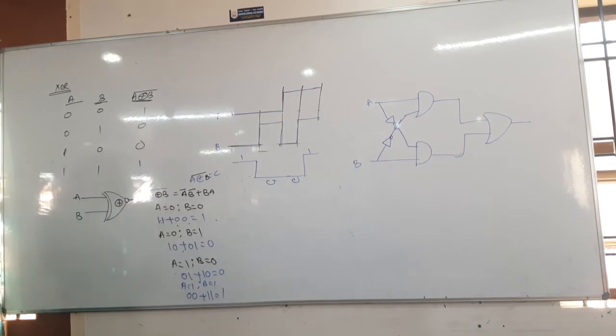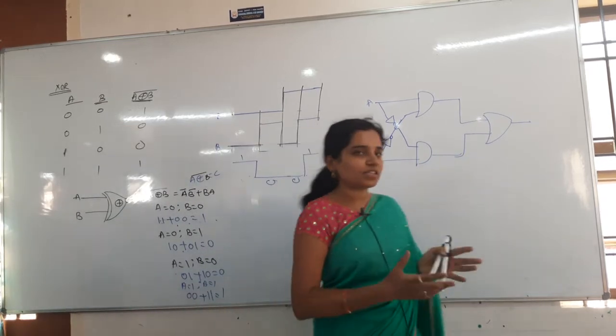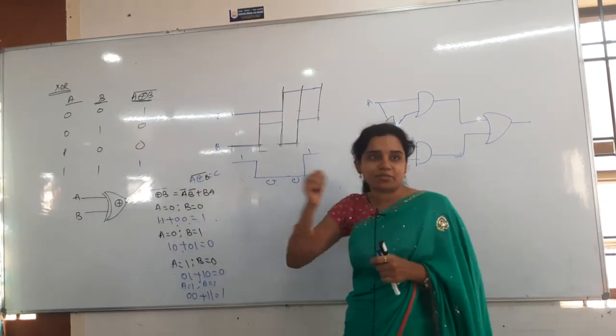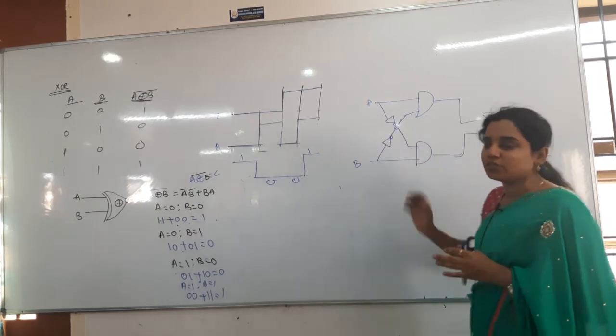XOR. XOR will come. Let's check by the Boolean expression only. You cannot check in any other way. You can check by this truth table also, but it will take time. It will take minimum 3 minutes or so. So directly with the Boolean expression only we will check that.